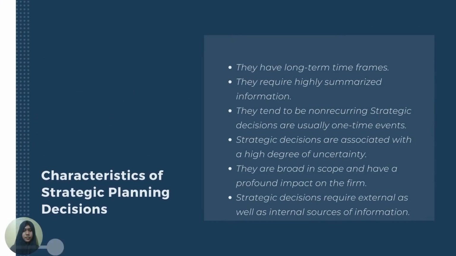Also, we have the characteristics of strategic planning. Strategic planning decisions usually have long-term time frames. They require highly summarized information. They tend to be non-recurring, which means they are not repeatedly done. Strategic decisions are usually a one-time event. These are also associated with a high degree of uncertainty. They are broad in scope and have a profound impact on the firm. And strategic decisions usually require external as well as internal sources of information.